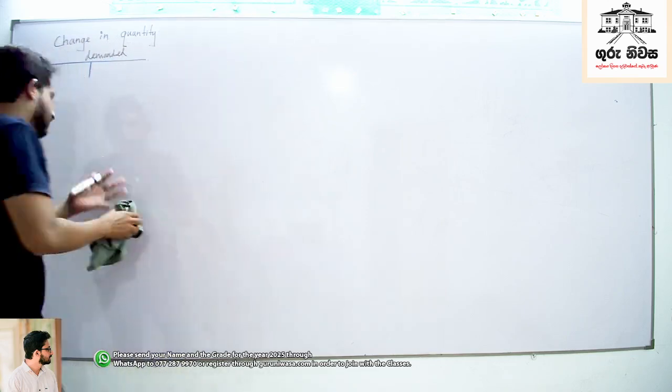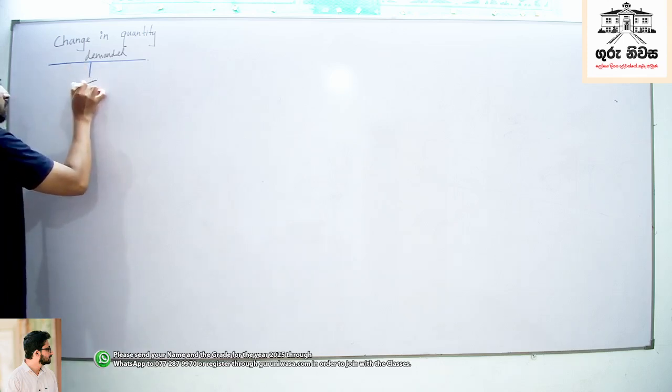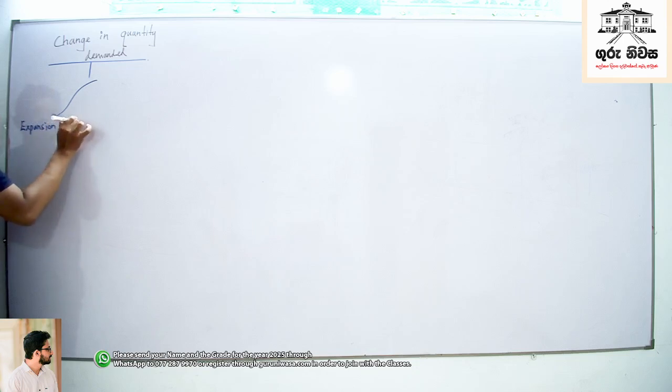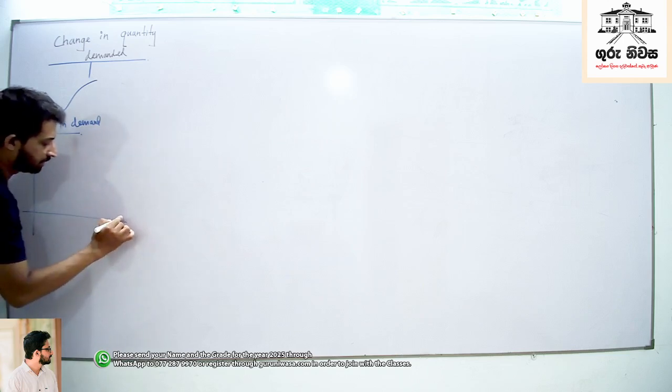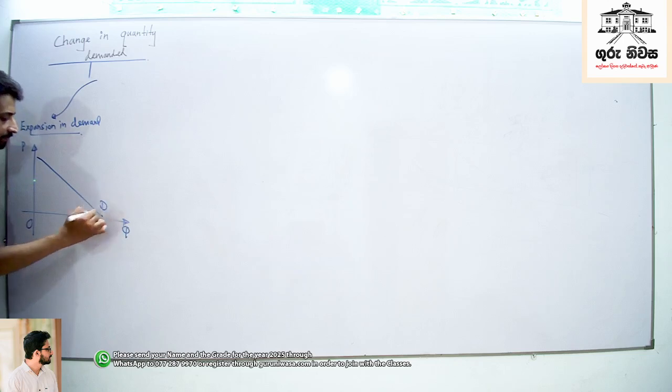Look at the board, Lamai. Then this change in quantity demanded. Again, there are two parts. First one, expansion in demand. But the expansion in demand means, this is the original demand curve. Price and quantity, 0. This is a demand curve.